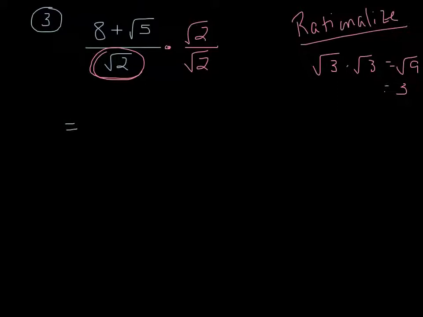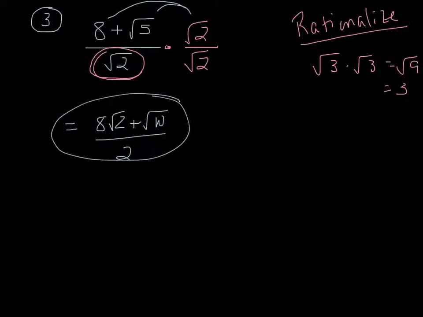Well, on top, we're going to have to go back to our old friend distribution. And on the bottom, we'll just straight multiply across. So we'll have 8 radical 2 plus radical 10. And all of that will be over 2. And that's it. Let's look at one more example, maybe a little bit more difficult.